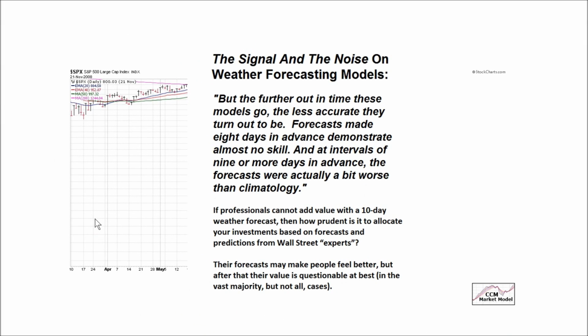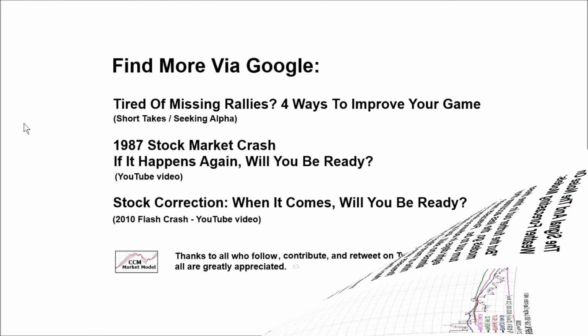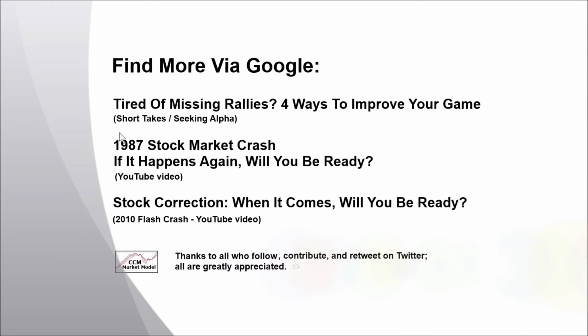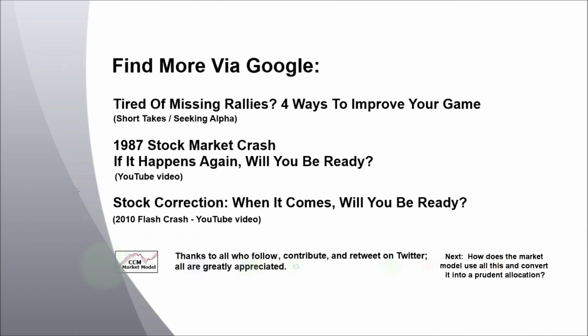This text here from The Signal and the Noise refers to an interesting analogy between the difficulty of weather forecasting and financial forecasting. If you'd like to read it in more detail, you can press pause on your video player. If you Google these titles shown here, you can find additional resources.